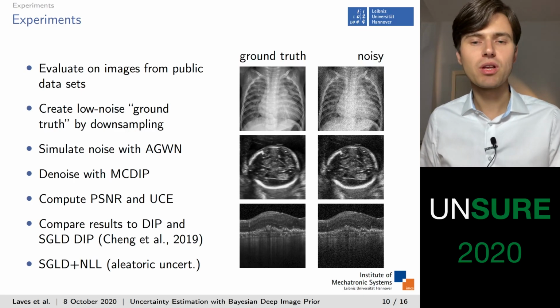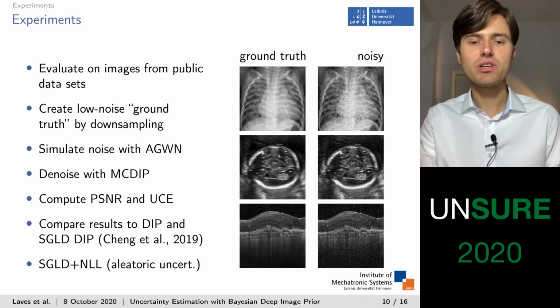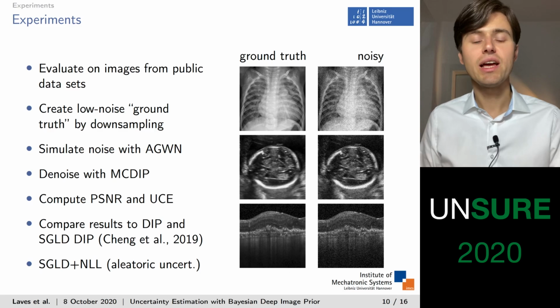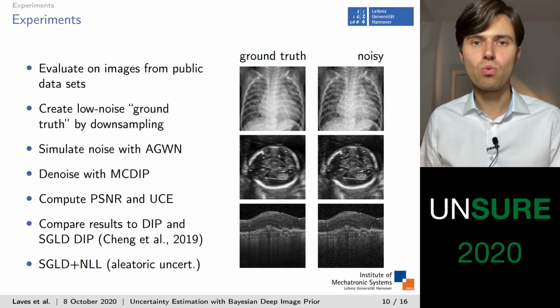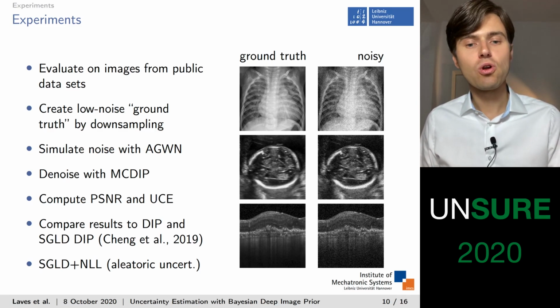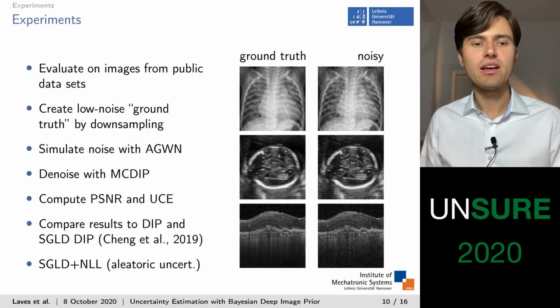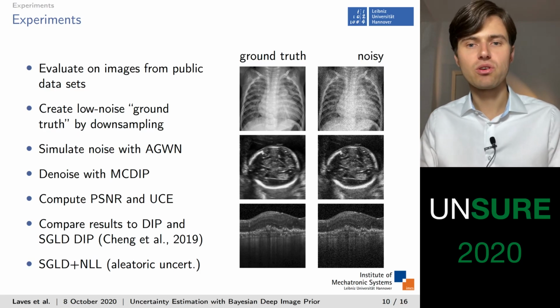Next, we simulate noise patterns. Speckle noise in ultrasound and OCT can be modeled by additive Gaussian white noise, and noise in low-dose X-ray originates from uneven photon density and can be modeled with Poisson noise.